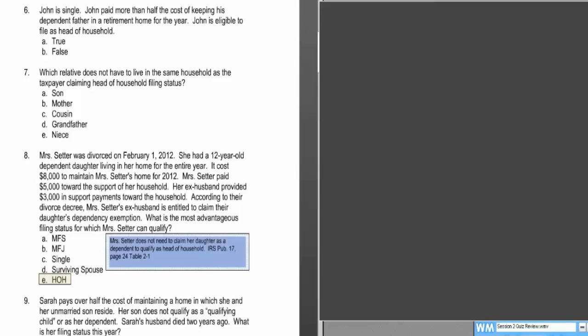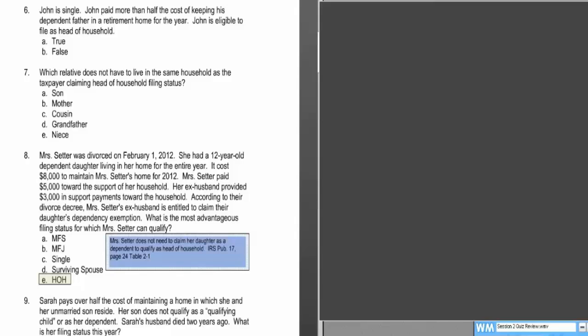What is the most advantageous filing status for which Mrs. Setter can qualify? Is it married filing separate, married filing joint, single, surviving spouse, or head of household? Mrs. Setter's most advantageous filing status is head of household. And let's take a look at why. Mrs. Setter has a daughter that lives with her, but she doesn't claim her dependency exemption.